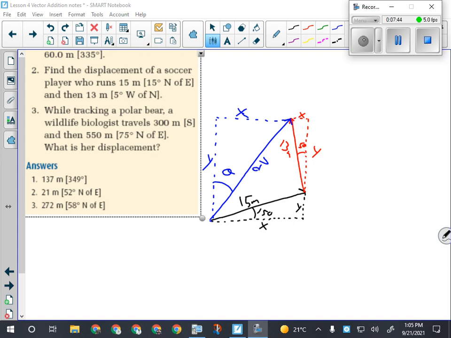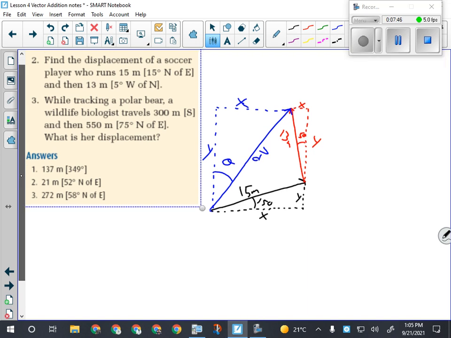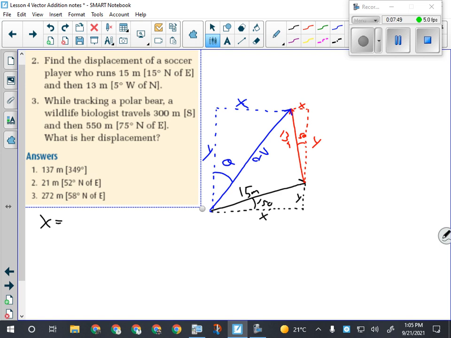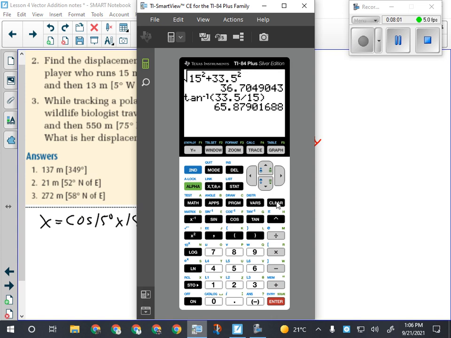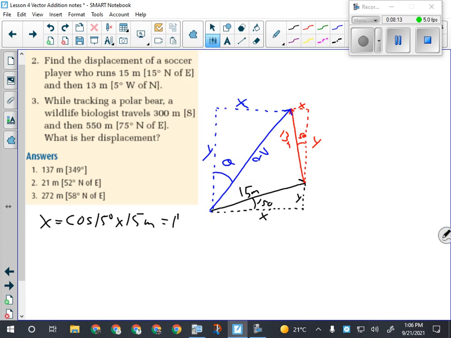So the next step is we got to find our x's and find our y's. All right, so if I'm finding black x, it is adjacent to my 15-degree angle. So I'm going to have the cos of 15 degrees times 15 meters, okay, for that side there. Okay, so 14.489 meters, and that is east.